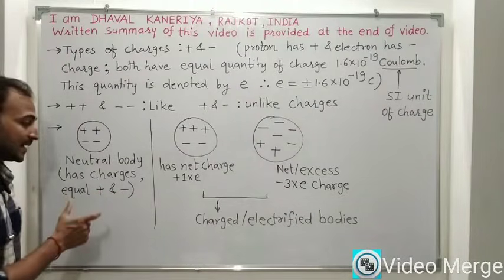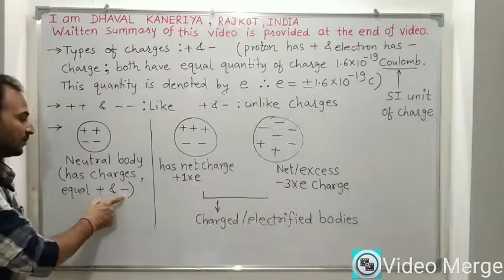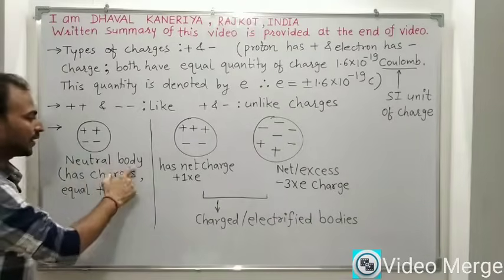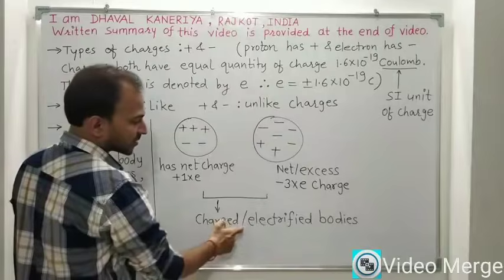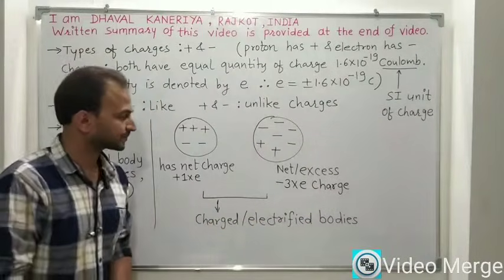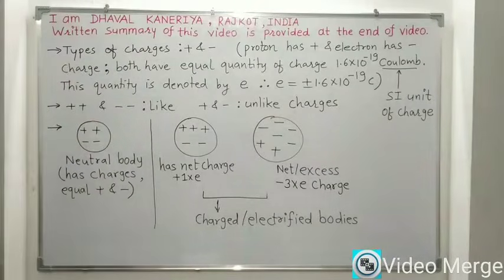The body which has charges but balanced positive and negative in equal quantity is overall a neutral body, and such bodies are called charged bodies or electrified bodies. So if you want, you can take a screenshot, or at the end of the video the summary of this video will be provided.